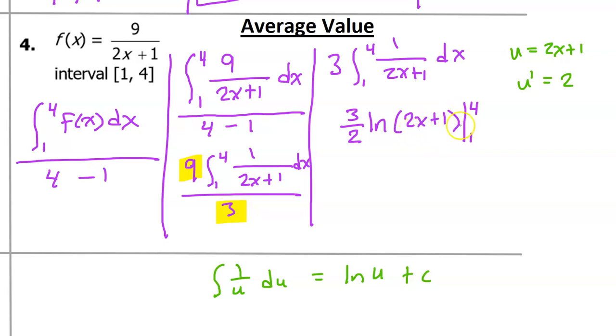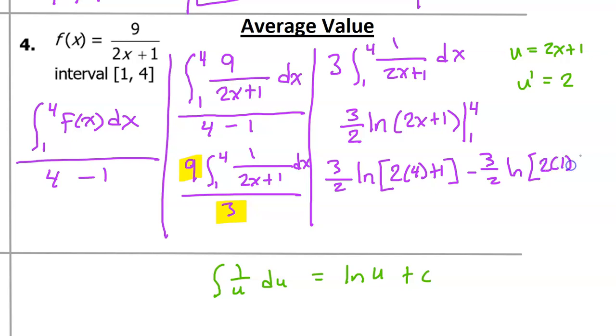It is time to use the limits of integration. I need to find the value at 4 minus the value at 1. So this will be 3/2 times the natural log of 2 times 4 plus 1, minus 3/2 natural log of 2 times 1 plus 1. This quickly becomes 3/2 times natural log 9 minus 3/2 times natural log of 3.